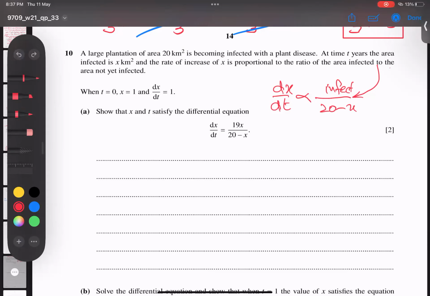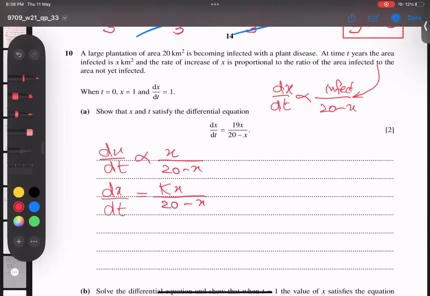And now let's start solving. So dx, first of all, we have to show the examiner this, and I am writing x here and 20 minus x down. So we have to show this one. Afterwards, I can remove the proportional sign and put a k sign, kx.